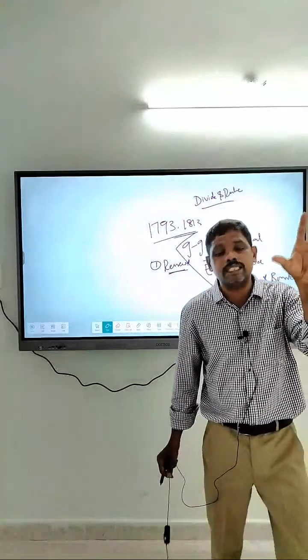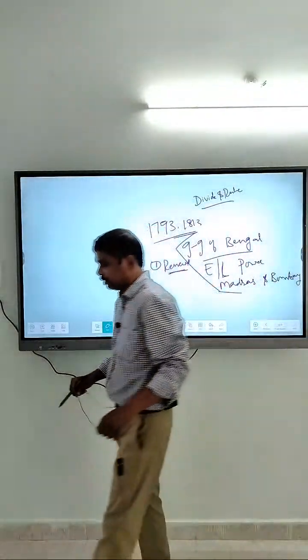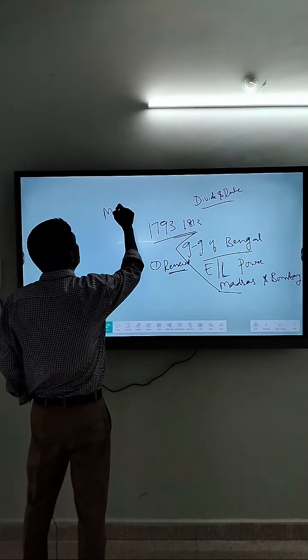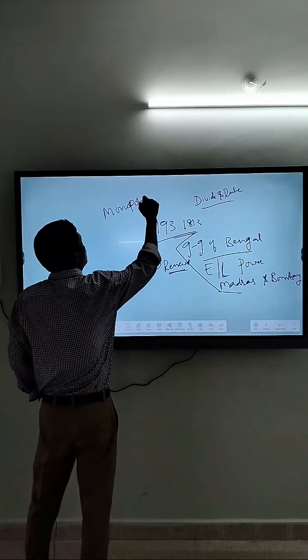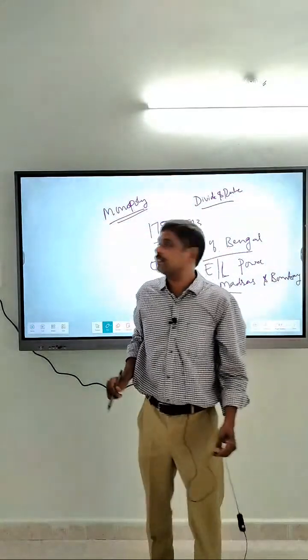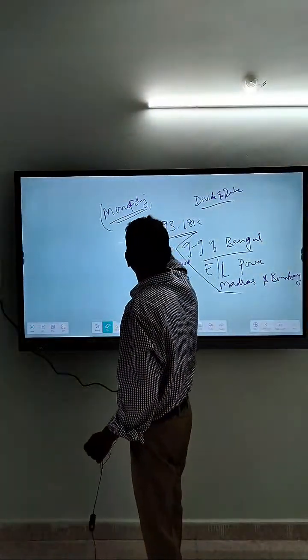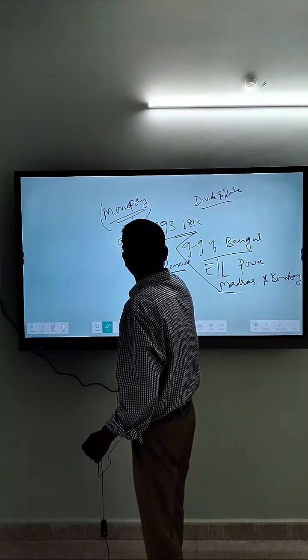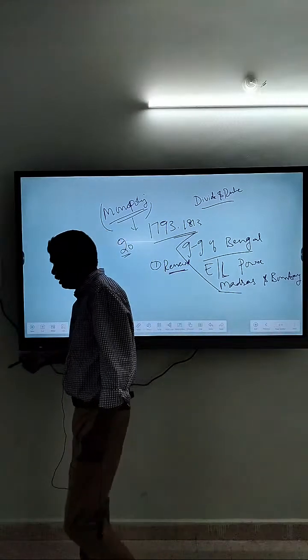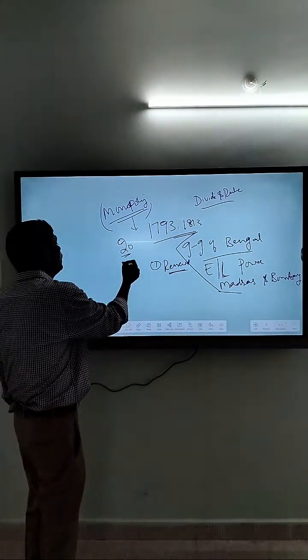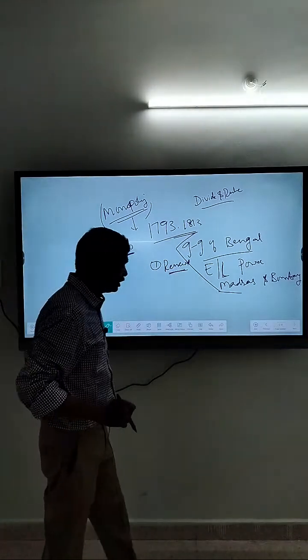So though the East India Company enjoyed a monopoly, still it was allowed to operate or trade in India only for 20 years. So this is a new change that was brought.